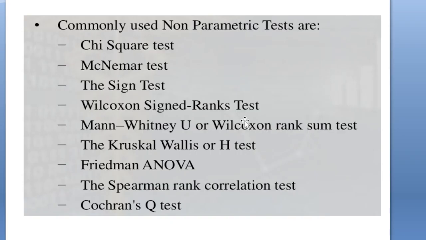Thus, some of the common non-parametric tests are the chi-square test, McNemar test, sign test, Wilcoxon sign rank test, and Mann-Whitney U test. Among all these tests, the Mann-Whitney U test or Wilcoxon rank sum test is most widely used.